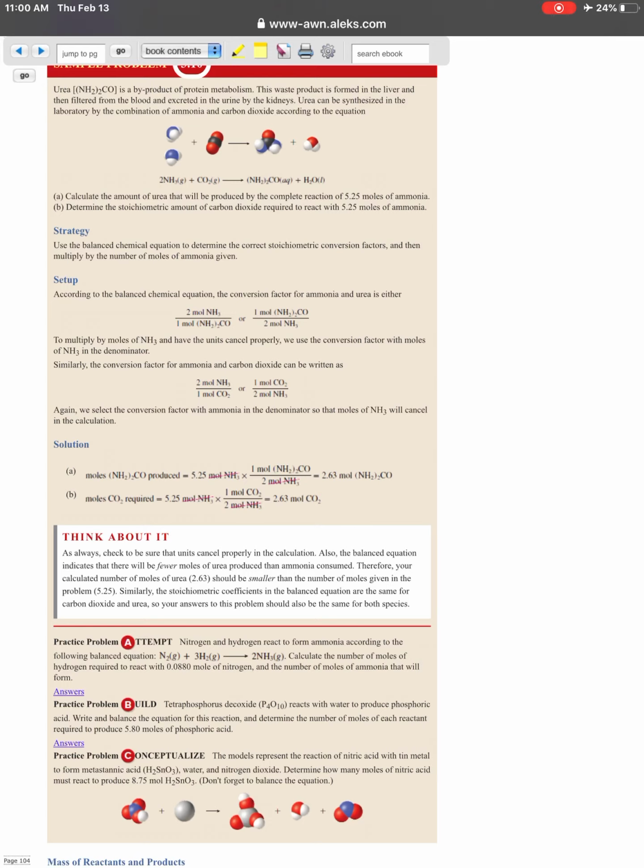Where's the 1 come from? It comes from the balanced equation. Even though we do not explicitly write a 1 in front of the urea, if the formula has no number in front of it, we assume the number is a 1.